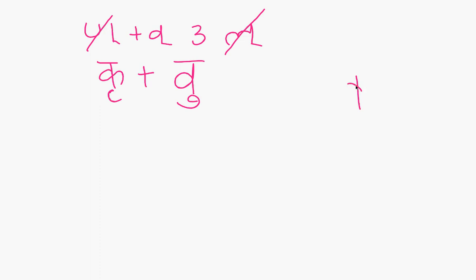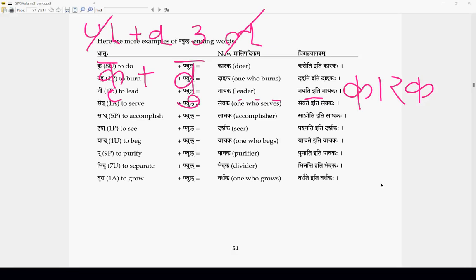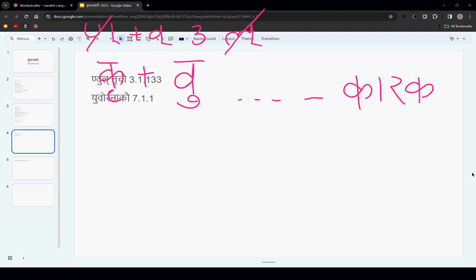Now the final form is karaka. So now somehow we have to proceed. We need more steps. This is not enough. Kru plus u becomes kru, but we need the final form karaka. We need more steps here. So there is another sutra. That sutra is shown here.